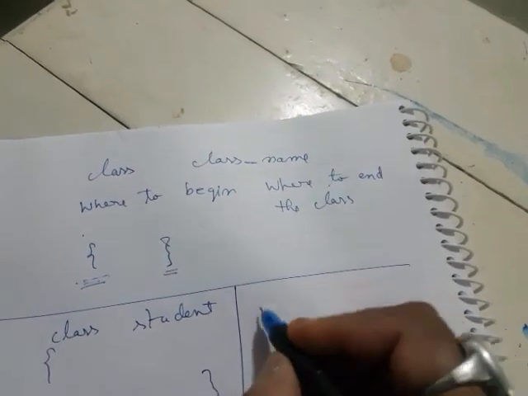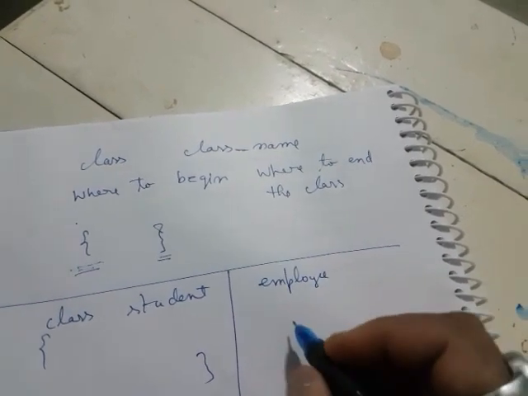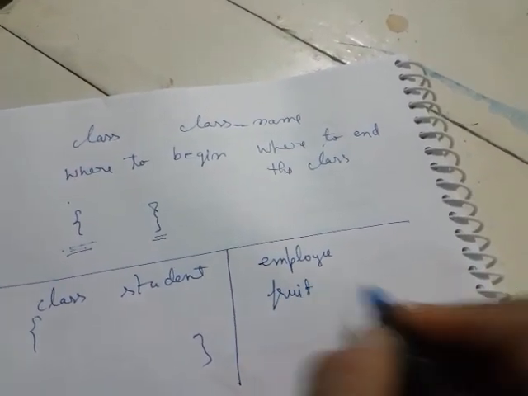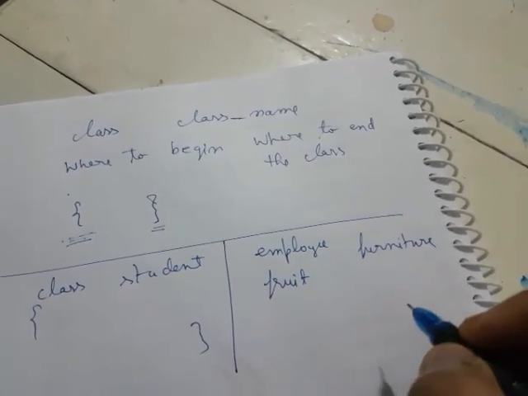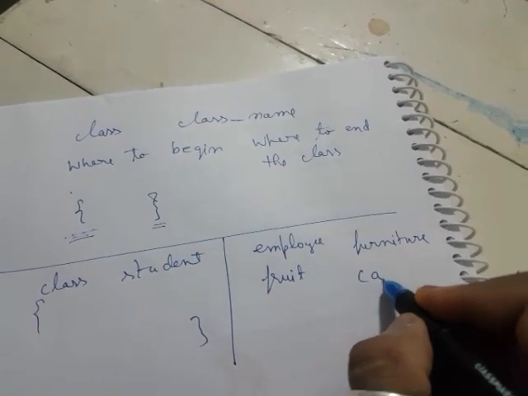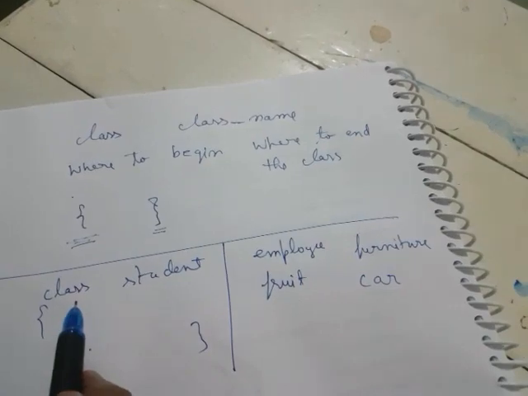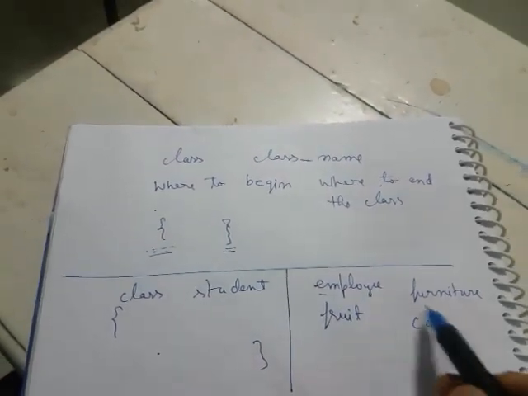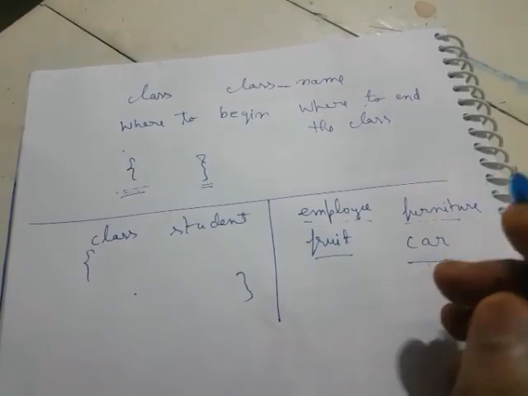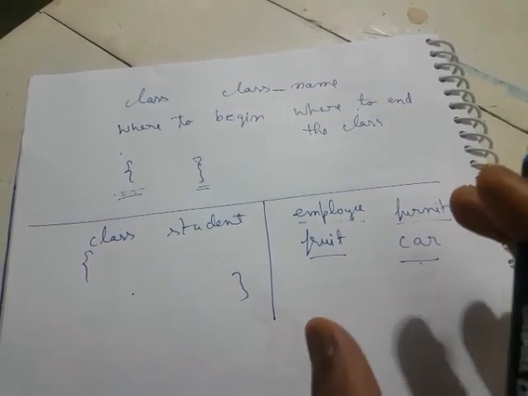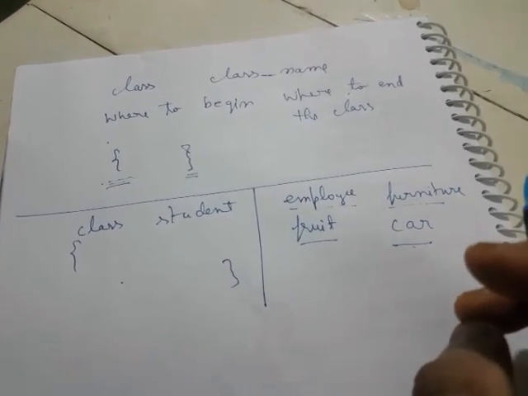Then we take some more classes. Suppose class employee, class fruit, class furniture, class car. And please, using the same format which I used for class student, design employee, furniture, fruit and car. So you will have a sense of how to write the class header and how to open the curly brace and how to close it.